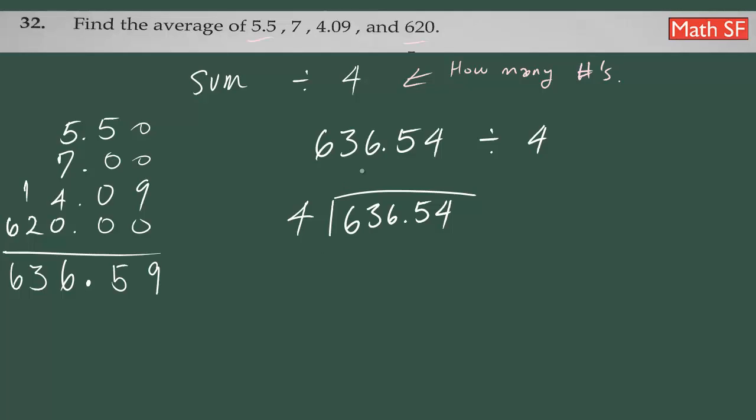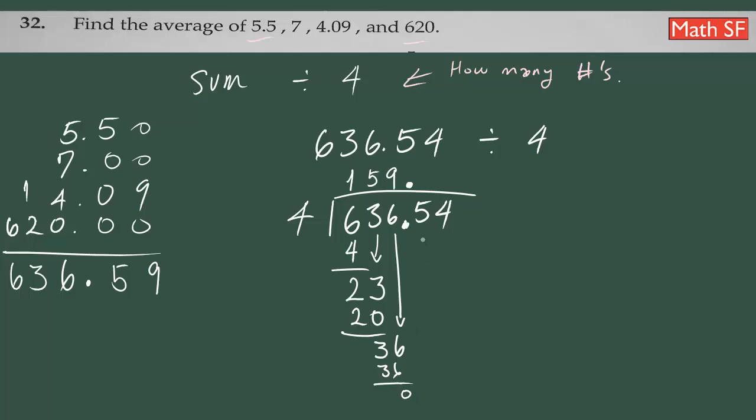Now we start here. Our decimal point is here, so the decimal point must be here. 4 goes into 6 one time. 1 times 4 is 4. Subtract that. That becomes 2. Bring this down. Becomes 23. 4 goes into 23 5 times. 5 times 4 is 20. Subtract, becomes 3. Bring the 6 down. 4 goes into 36 9 times. 9 times 4 is 36. Goes evenly.